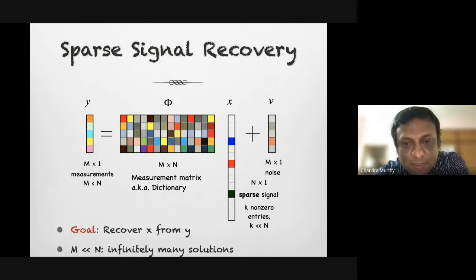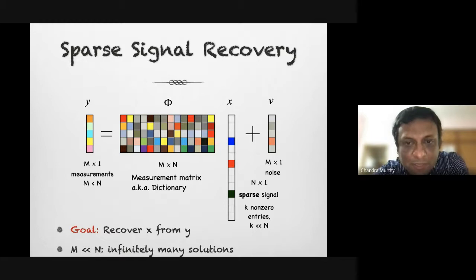So if I think about it as a linear system of equations, what you have here is m equations in n unknowns. And as a consequence, we know from our basic linear algebra that if you have more unknowns than equations, you usually have infinitely many solutions. And so if the goal is to recover x from y, in fact, the goal is not very well specified because there are infinitely many solutions.